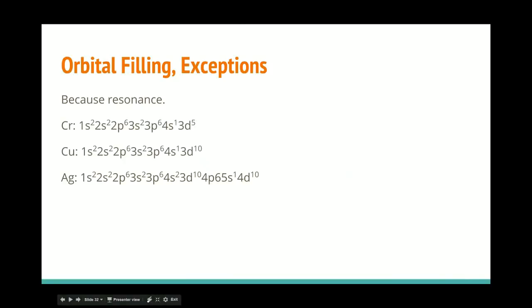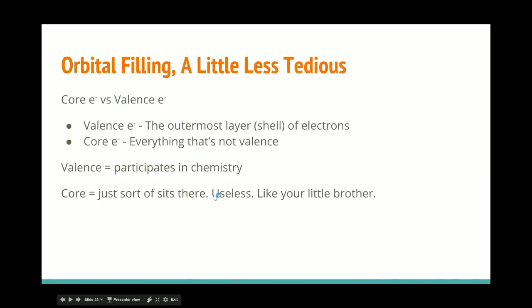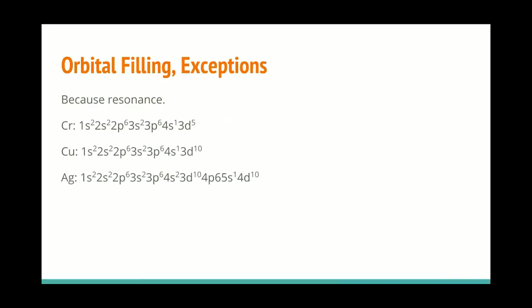Oh dear, there's a typo. 4p6. The 6 should be a superscript. All right. So orbital filling is something you are going to have to know. You need to be able to just write out the list of all the electrons in an element.